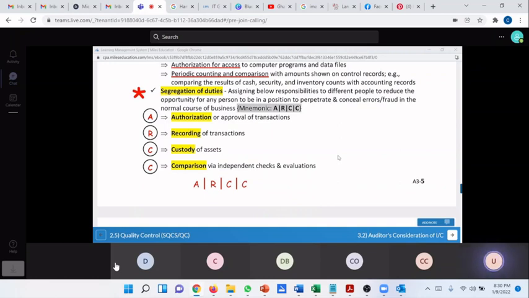Segregation of duties is important because that is the core of any testing. In any given testing environment, there will be certain persons who are initiating the transactions and recording the transactions. From a compliance perspective or a process perspective, we need to check whether this process is being followed or not.